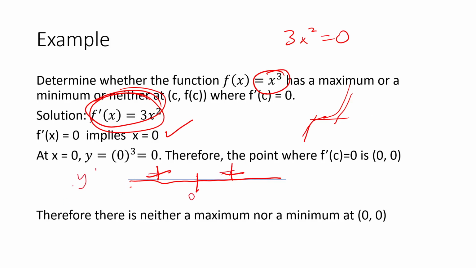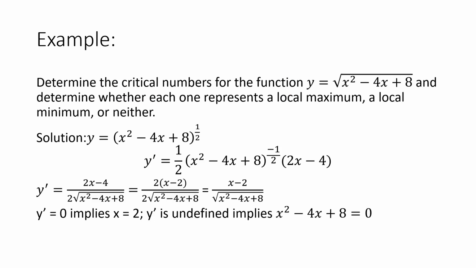We'd like to know the critical point though, and that part's easy. We actually just at x equals 0, evaluate what y would be. We sub it into the original expression of x cubed. 0 cubed is 0, so the point itself is 0, 0. So what we've now found is that the critical point of 0, 0 is neither a maximum nor a minimum.